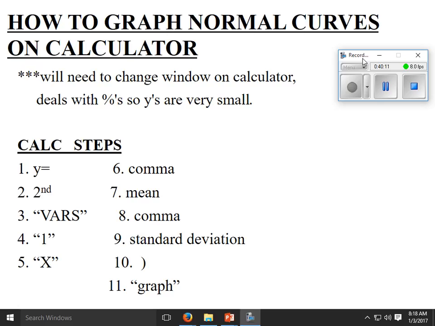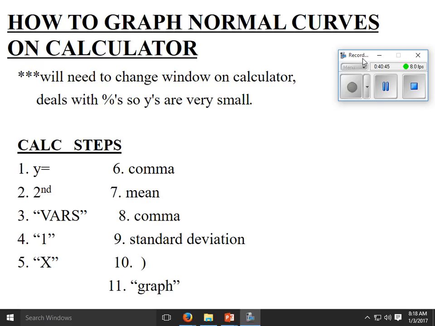Under vars, you want the number one, what is it called? Normal PDF. So you want the normal PDF. Then the things you're going to have to punch in: your X, that's the number where you want to be, comma, the mean of the data you're dealing with, comma, then the standard deviation, close the parenthesis, hit graph, and it'll show you the normal graph.